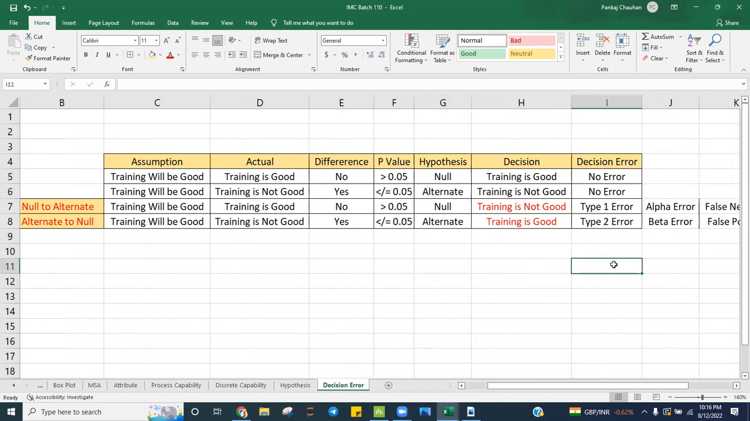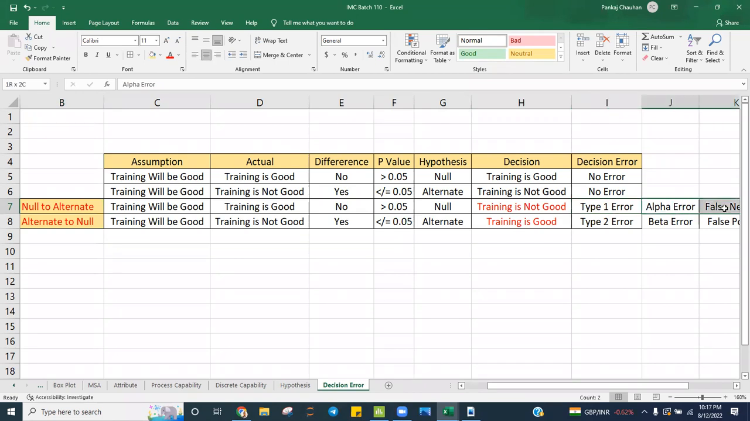This is how A plus B is defined. A is A, B is B. Statistics defined that whenever there is actually no difference, that means null hypothesis, but you are telling there is a difference. There is a difference means alternate hypothesis. In simple words, whenever there is a null hypothesis, but you are telling it's an alternate, then it's a type 1 error.